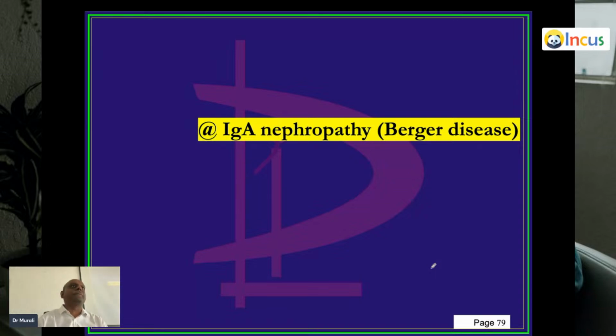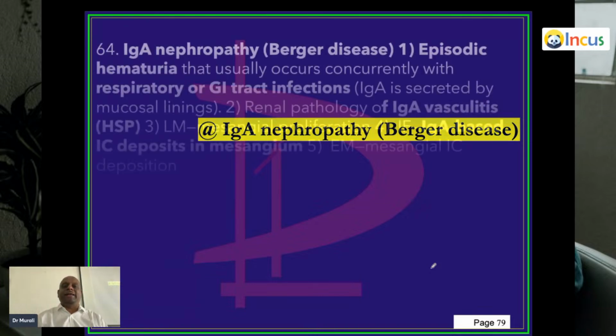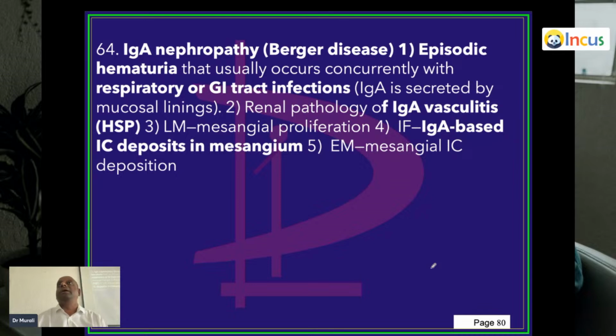Then comes IgA nephropathy. What is this? Synpharyngitic hematuria is IgA nephropathy. After a GI tract infection or respiratory tract infection, immediately within 72 hours, if there is a development of hematuria, it is episodic. It will resolve within 2 to 3 days. Why? Because GIT and respiratory tract are what? Mucosal lumen, which secretes secretory immunoglobulin, IgA.